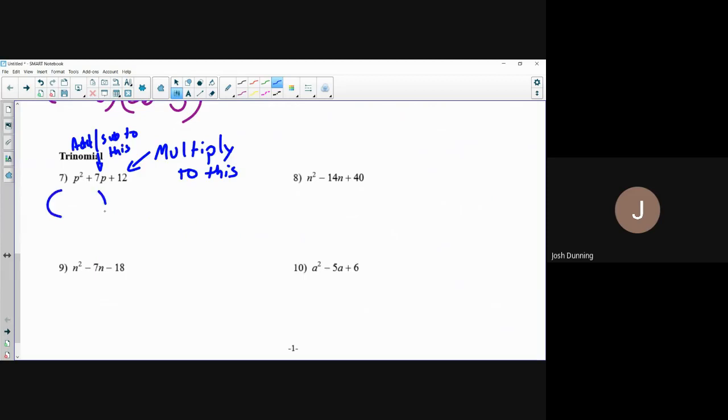Double parentheses. Variable goes first. Then you just use those two numbers. Everything's plus on this one, so it's nice and easy. 4 and 3. And you could reverse the order on that. Everything's positive. You could have p plus 3, then p plus 4.